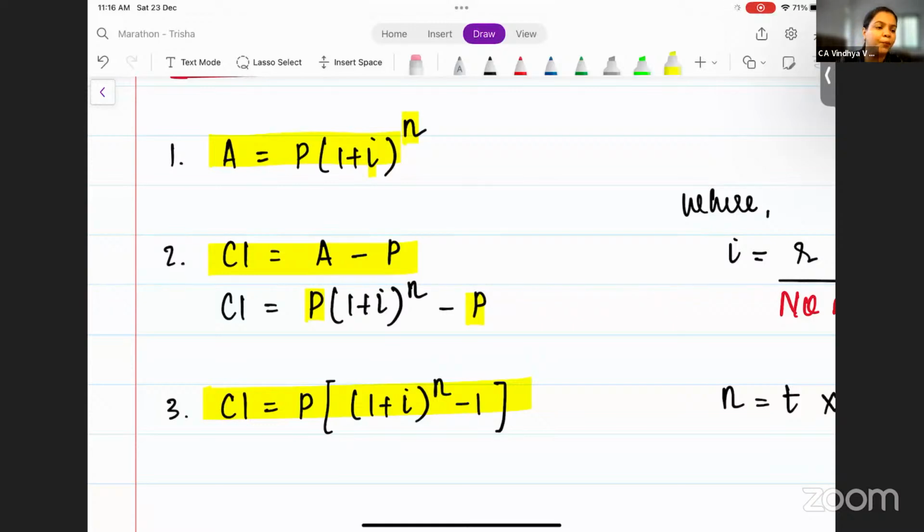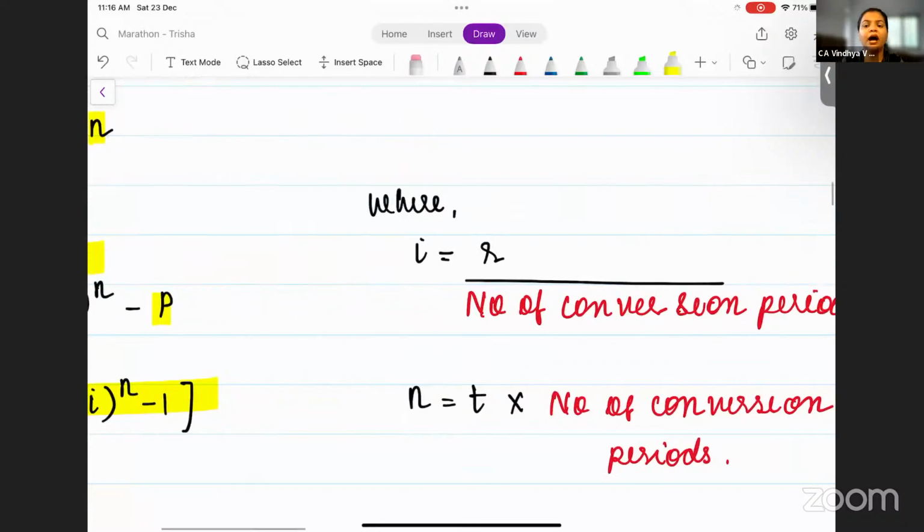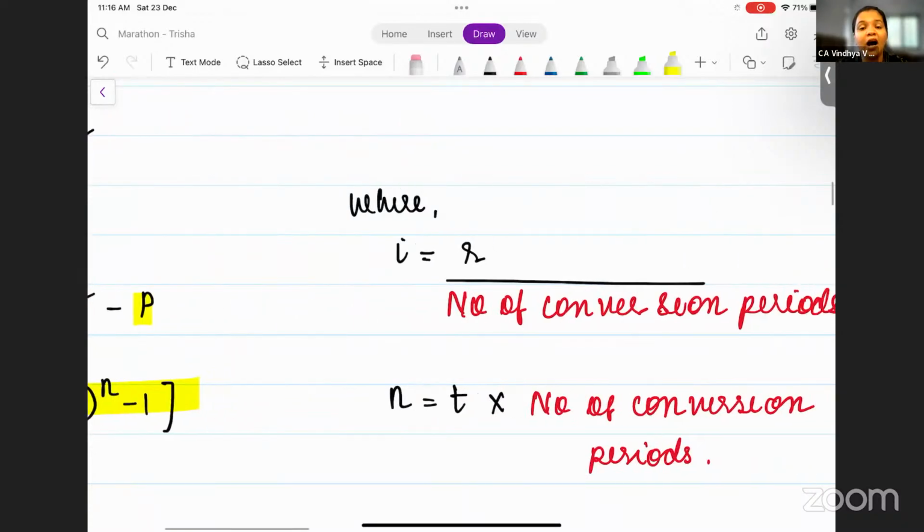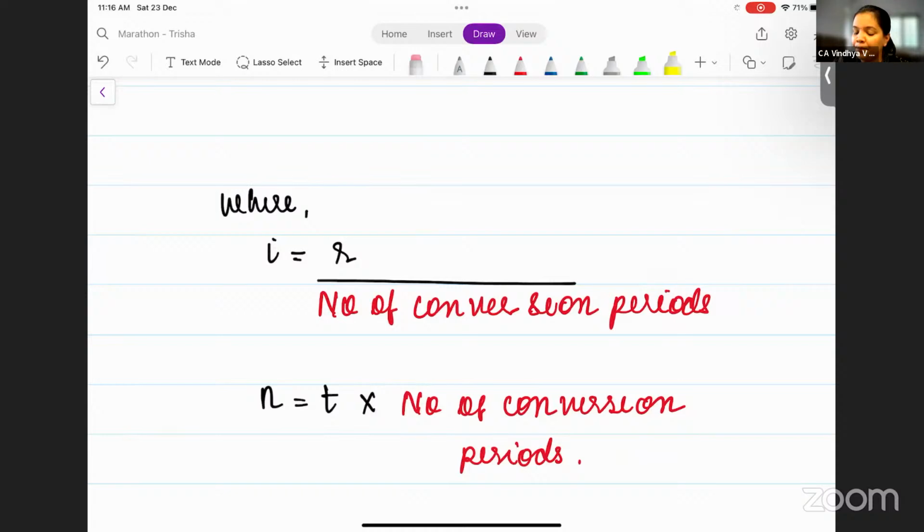Okay. Now, what is this I and what is N? Let us understand. I means R divided by number of conversion periods. Something new. Wait a minute, I will explain it. And what is N? N is T into number of conversion periods, right? So what is this number of conversion periods? Number of conversion periods is dependent on the nature of compounding.